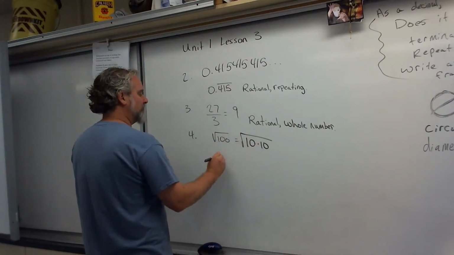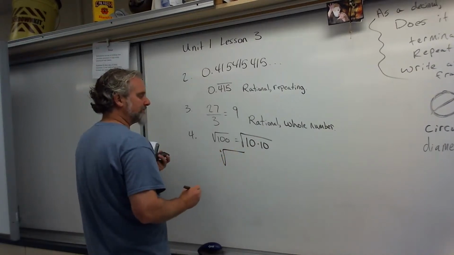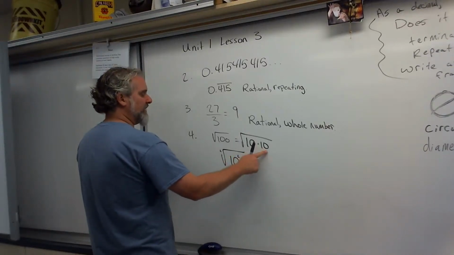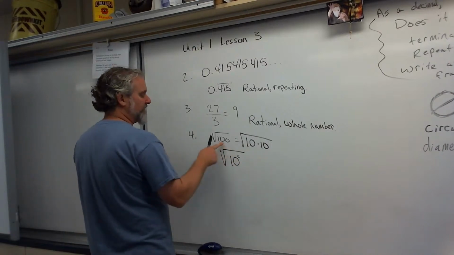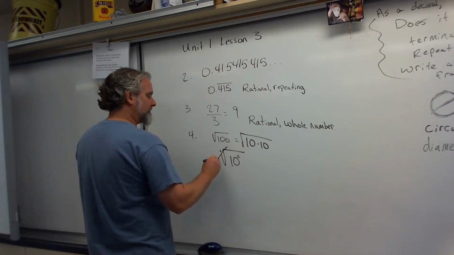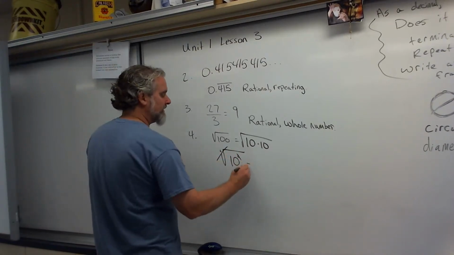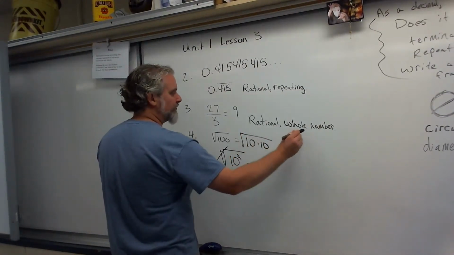And then as I've showed you in class, the radical sign normally has this little 2 in it. 10 times 10 is the same thing as 10 squared. 10 times 10 is 100. And so we can simplify this by crossing out the square root sign and the squared sign, leaving us a whole number, 10. Rational, whole number.